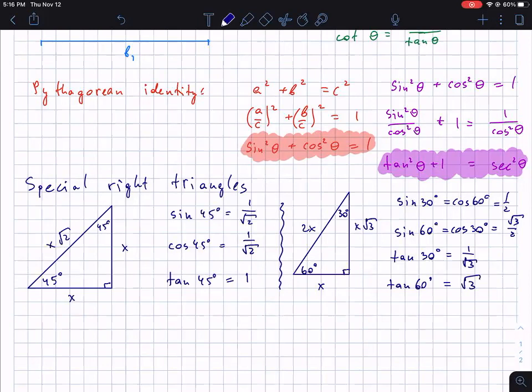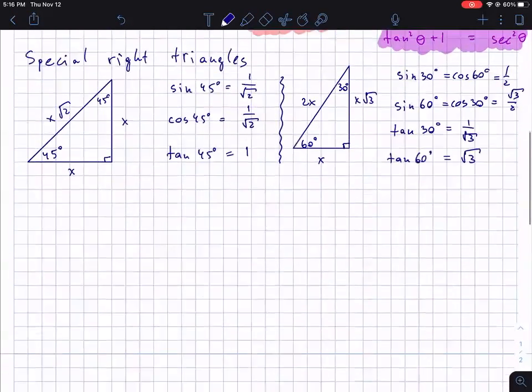Are we all okay with this? This is for angles inside a triangle. Can we move on? Okay.